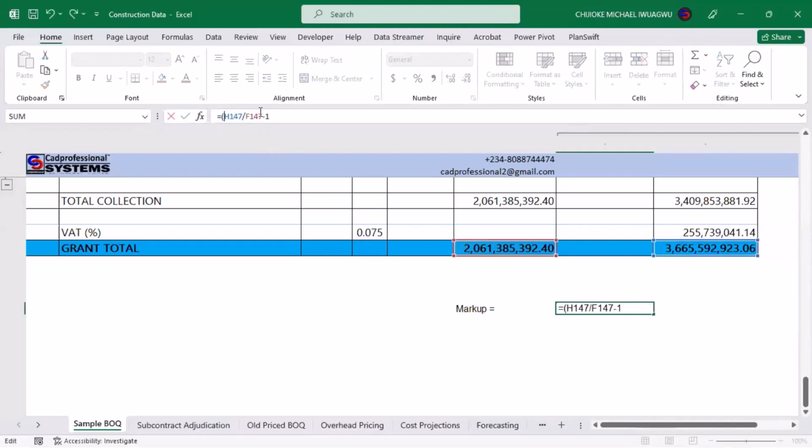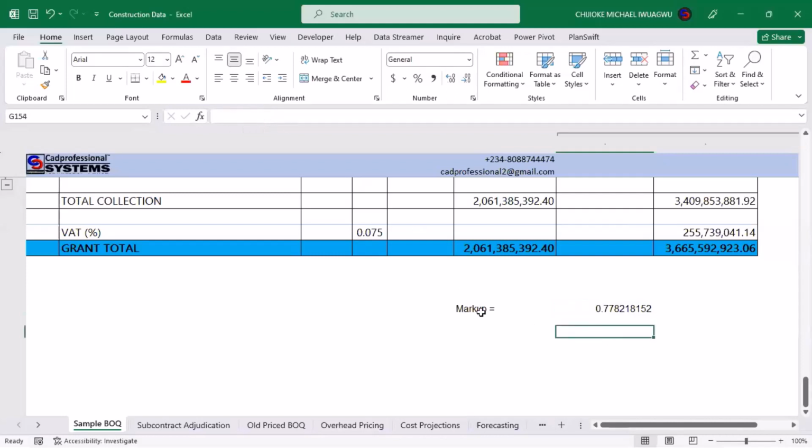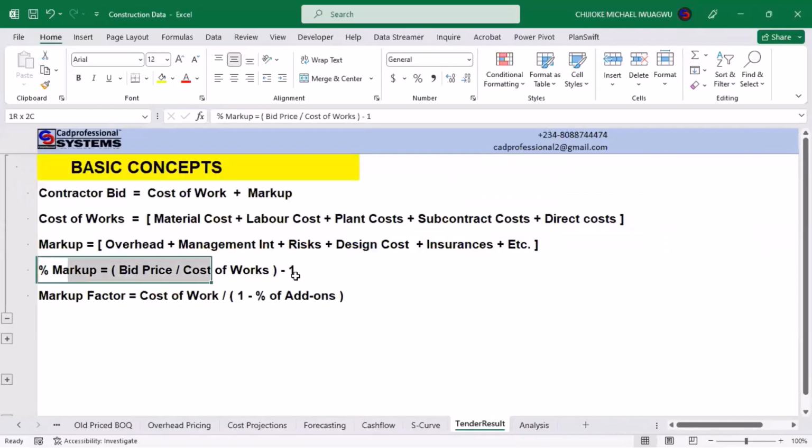It didn't go well. Let me put them in brackets so that Excel will operate them properly. Okay. Now, this is what it simply means. My bid price divided by my cost of work minus 1 gives me my markup percentage. All right? That means that the markup percentage here is about 77.82%. So this is what I try to establish here. That is the markup percentage.